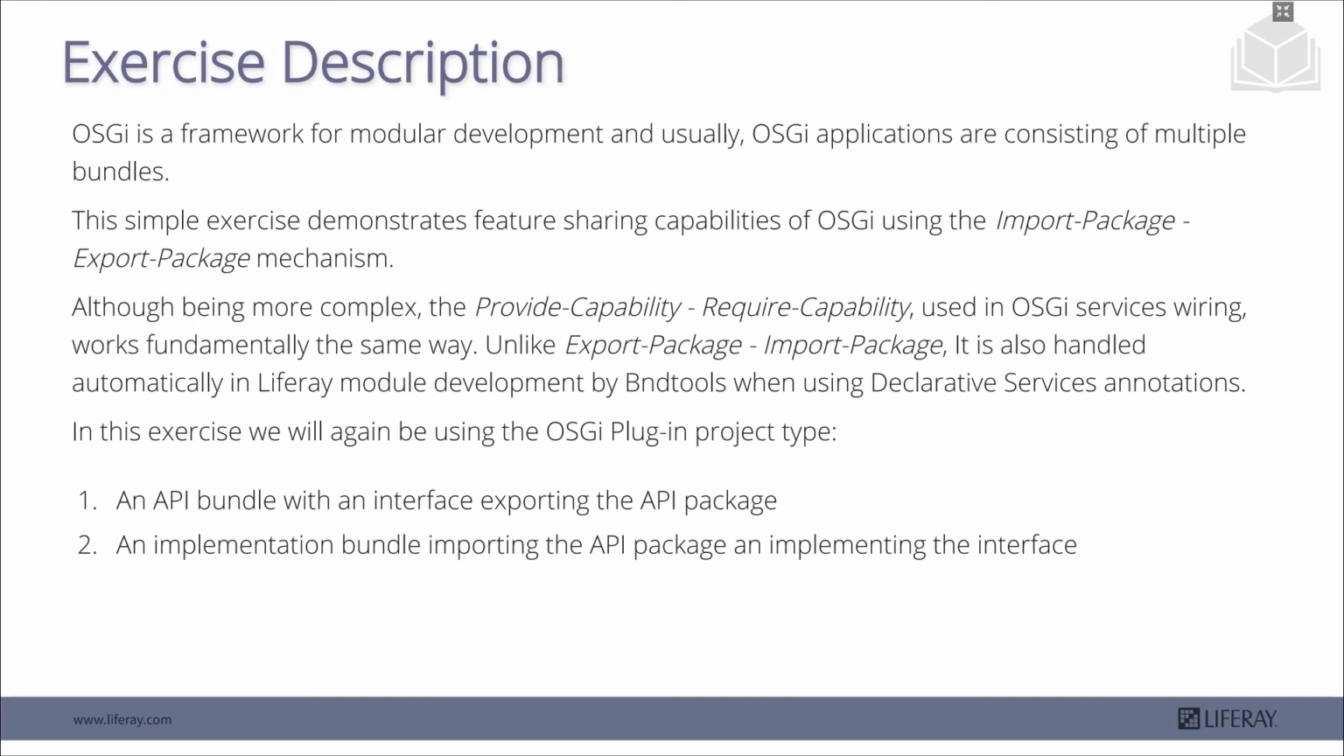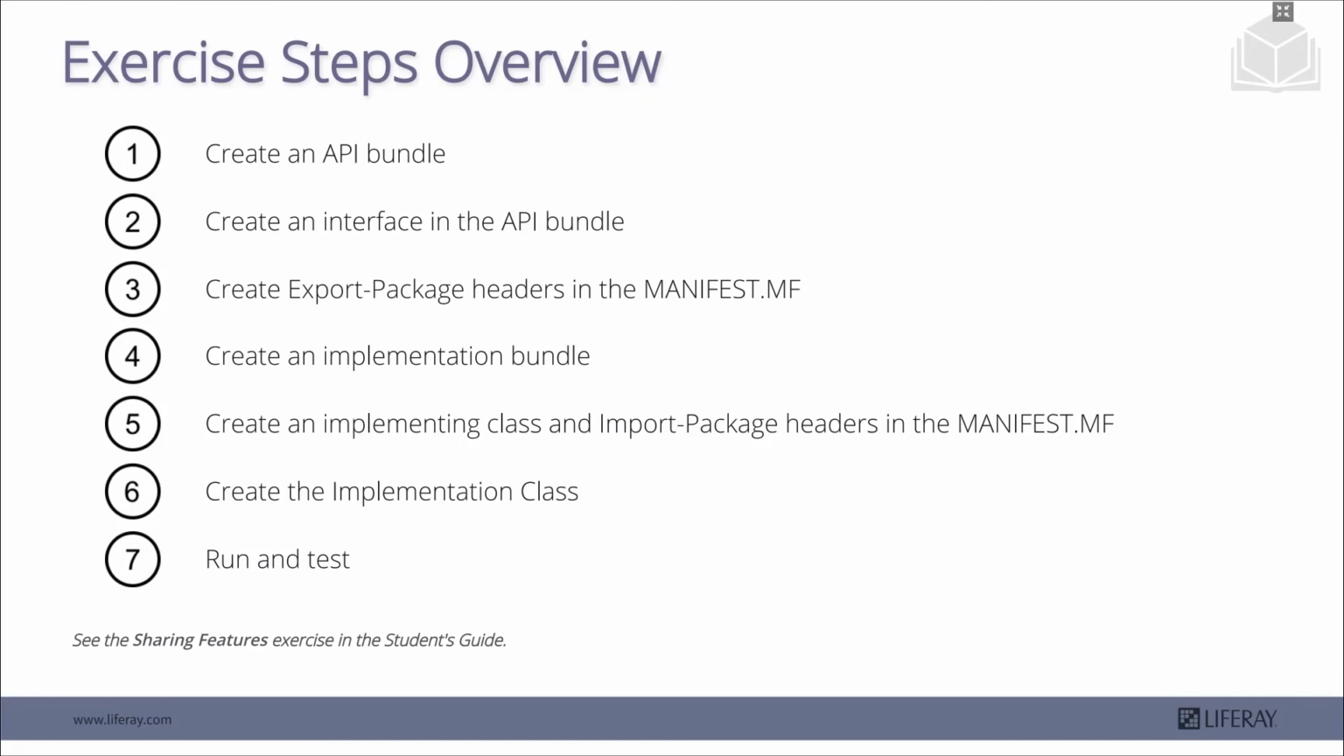So in this exercise, it's going to be pretty simple. We'll have one bundle that exports a package and another bundle that's going to import it. We're going to be doing this again and again and again as we create services in the OSGI world. So we're going to take a look at that, as well as creating the OSGI service as well, using declarative services and BND tools to help us out along the way. So let's take a look at the steps a little bit more than last time. We see there are 7 steps, but it's not going to be too bad.